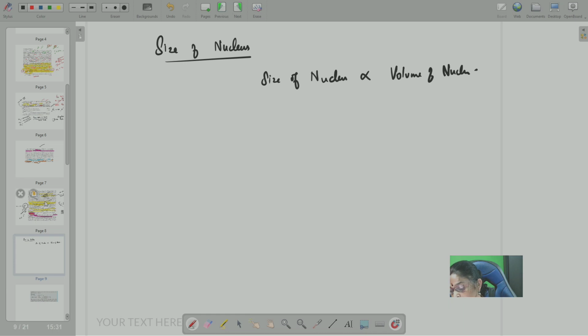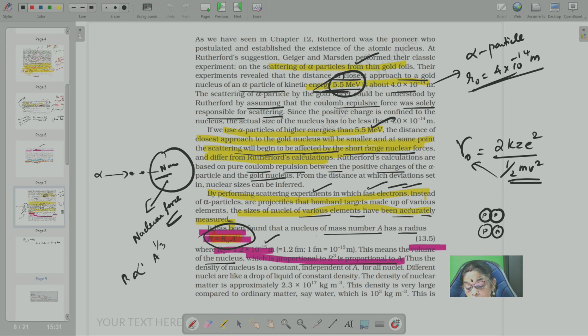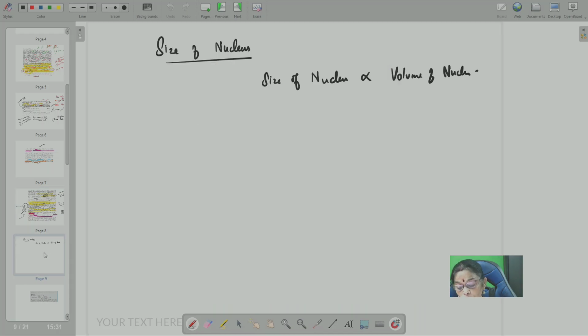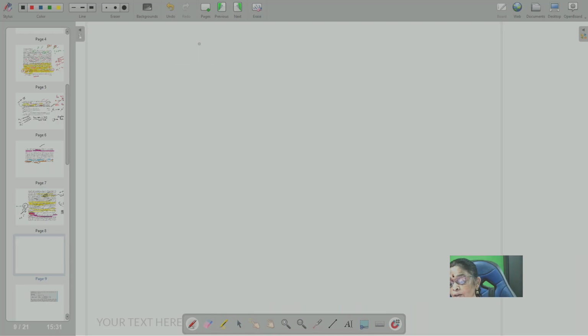So we have seen just now, it has been found out the nuclear mass number A has the radius r is equal to r naught A power 1 by 3. So same thing I am going to take it. We know that volume of nucleus is equal to 4 by 3 pi r cube.